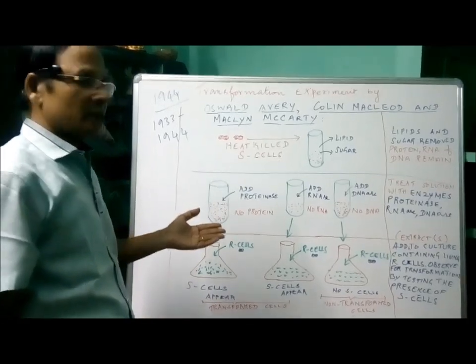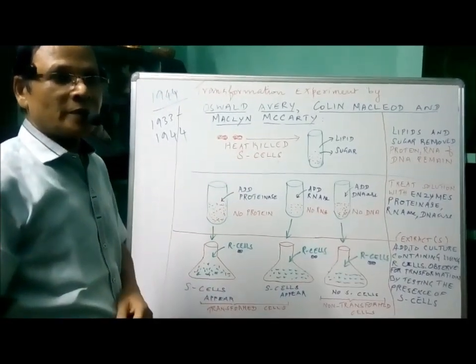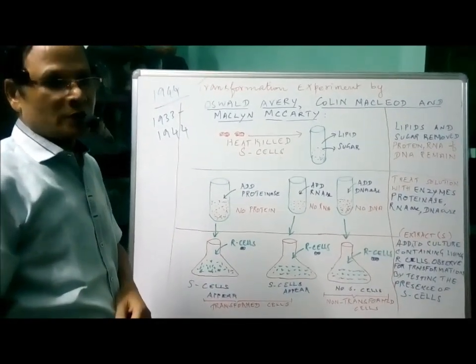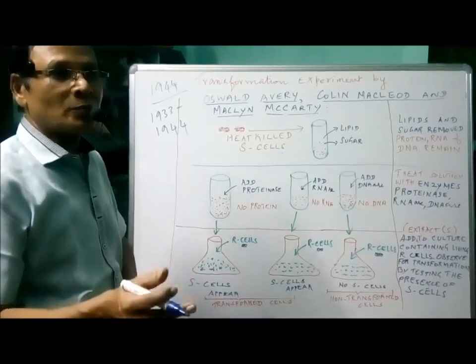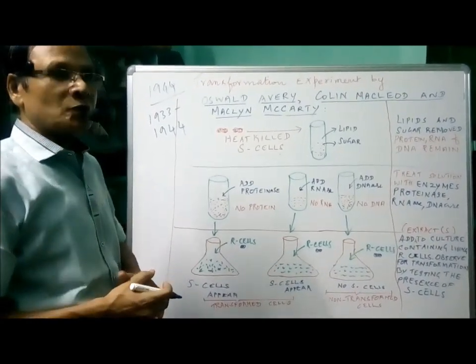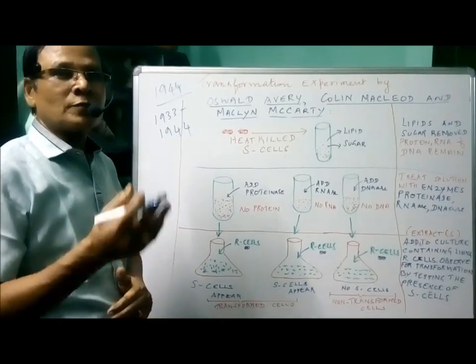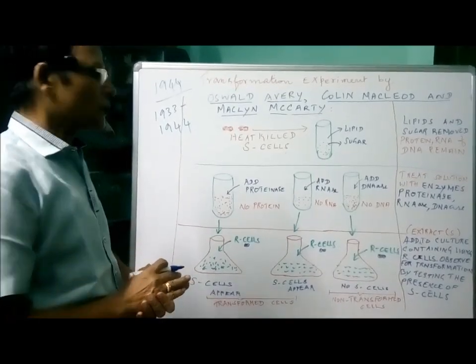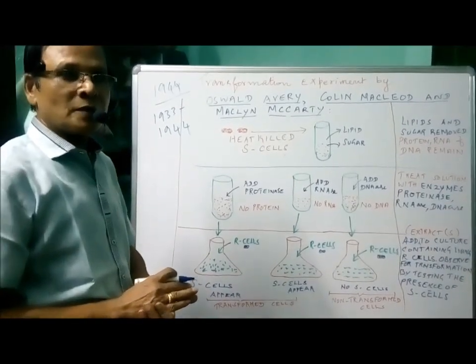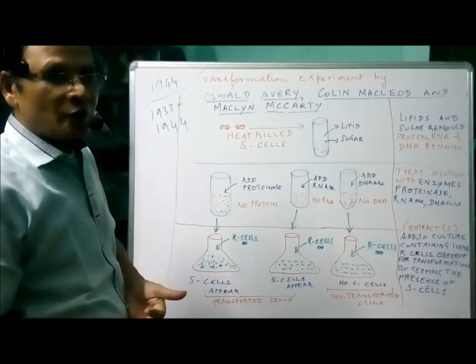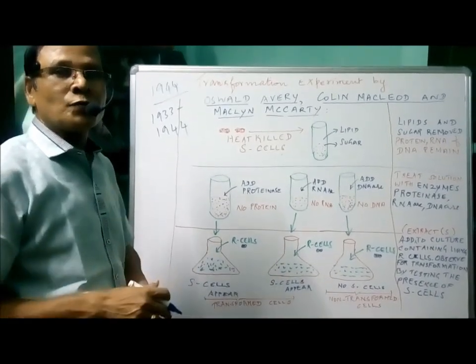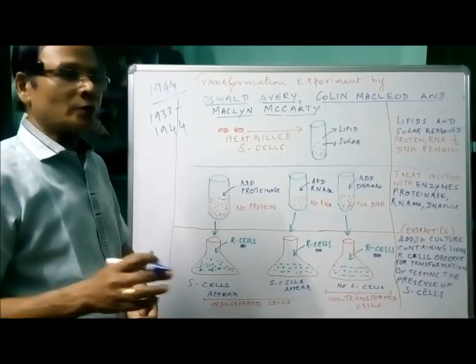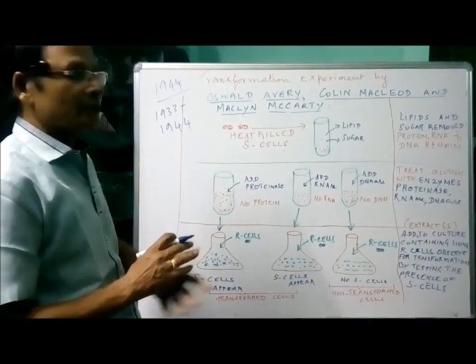They reconducted or repeated the Griffith experiment in an in vitro system. In vitro system means outside the body. What for? To identify the transforming principle responsible for converting a non-virulent form to a virulent form. That's why they did the experiment.